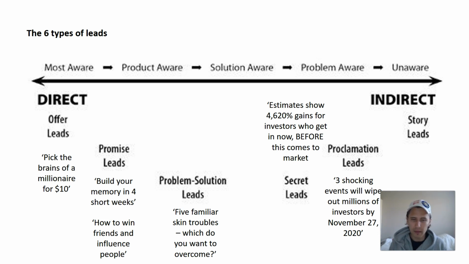Then again, you have the problem solution lead. This is something like in between people that are product aware and solution aware. You would link the problem and the solution, right? So you would say, are you struggling with XXX? Here's what we can do. Do you have this problem? Here's what you can do. It doesn't always have to be a question. Like over here, it says, 5 familiar skin troubles. Which do you want to overcome? So again, problem, solution. And that's for these people that are solution aware. They know that they need a solution. This links it for them, right? Connects the dots.